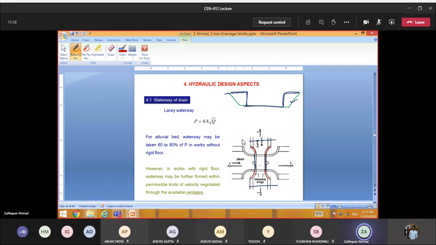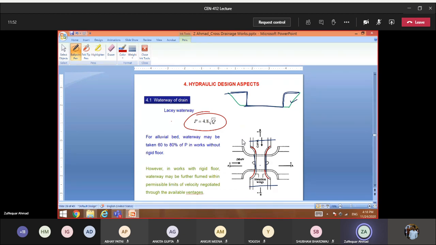Now coming to the drain. For the drain, what should be the waterway of the drain? The waterway of the drain is decided on the basis of the Lacey parameter. In general, we assume that this river is in regime condition, and we can get the value of the Lacey parameter. But providing that much width gives a higher value. So what is being done is there is a provision of reducing this waterway.